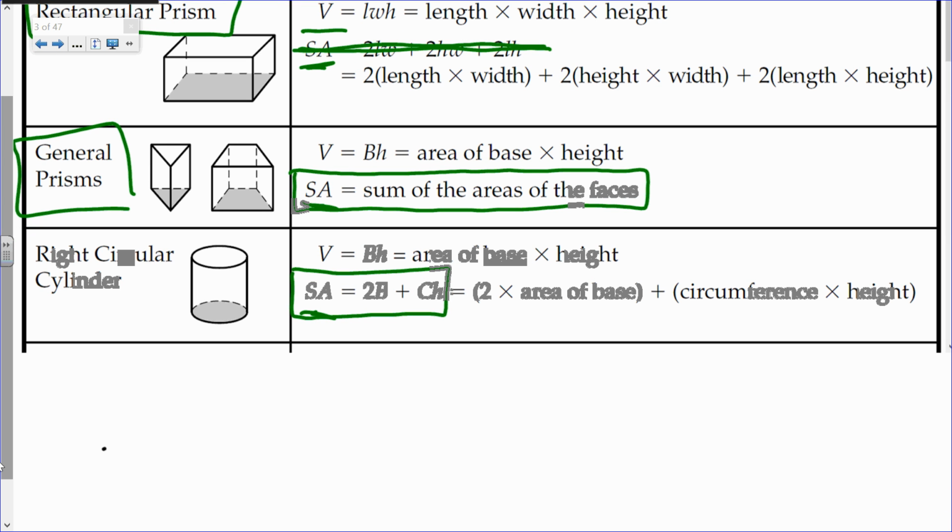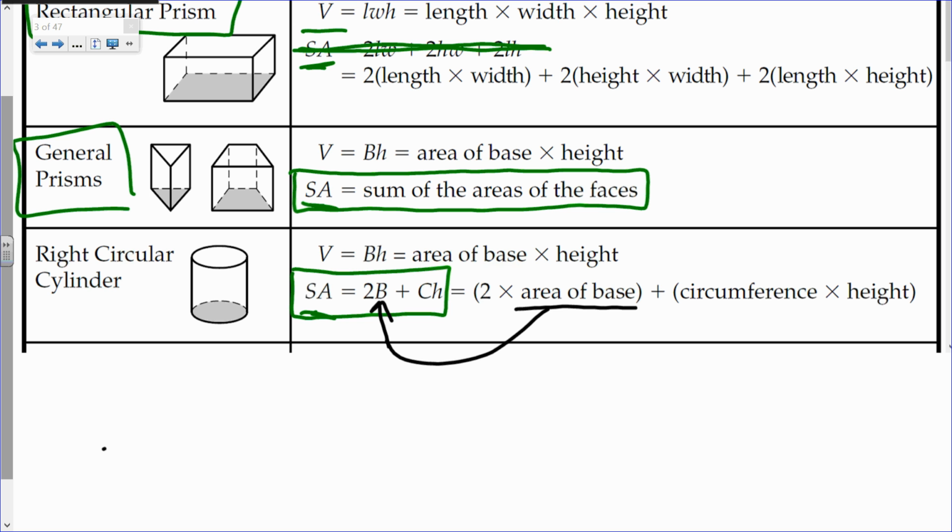Look at that weird formula for the cylinder. Two capital B. What does capital B stand for? Put an arrow there and underline the words area of base. That's what it stands for. It doesn't mean base, it means area of the base. Put a direct arrow from there to the capital B.